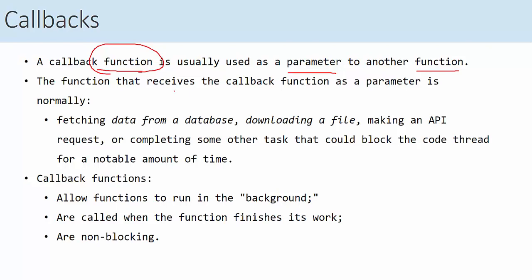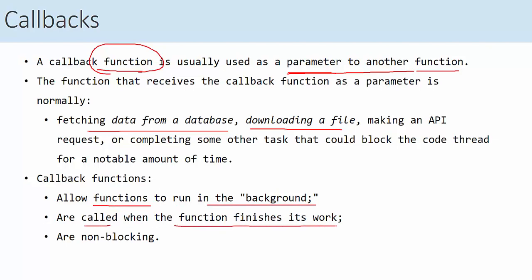So the callback is a function that is usually passed as a parameter to another function. Typically, we're going to use callbacks when we read data from databases, download a file, make web API requests, and any similar task. So callback functions allow the functions to run in the background, and you need to know that they are called only when the function finishes its work. And most importantly, they are non-blocking.